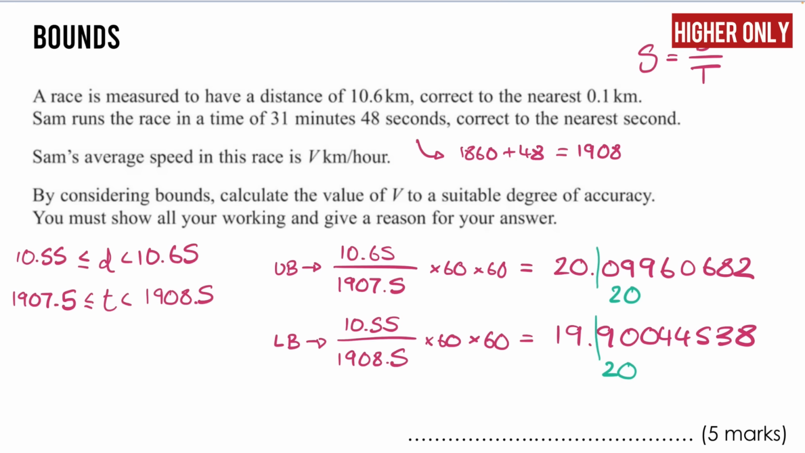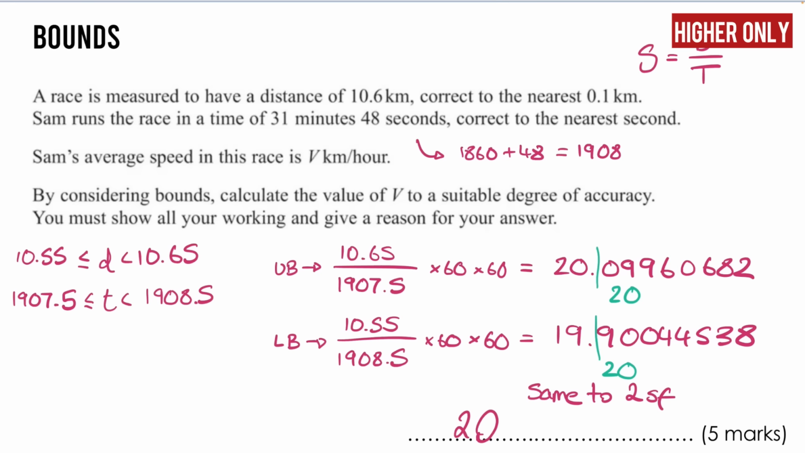So there we go, that would be 20, and I would give a reason somewhere because they both round to 2 significant figures the same. I'll put here same to 2 SF. And there we go, that's looking at bounds, and that also involves some compound measures, specifically looking at speed, distance, time here.